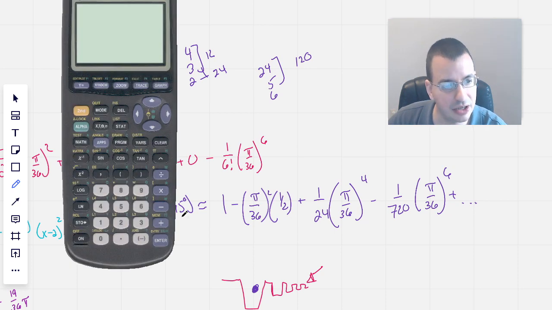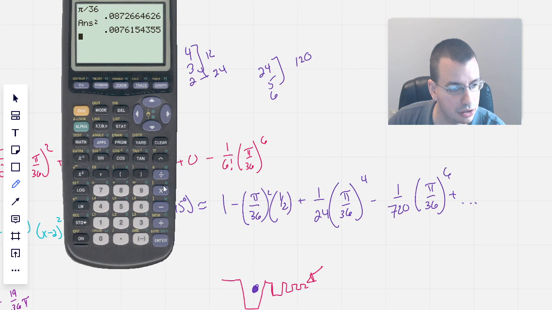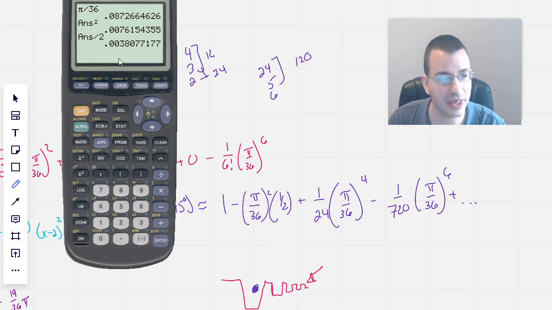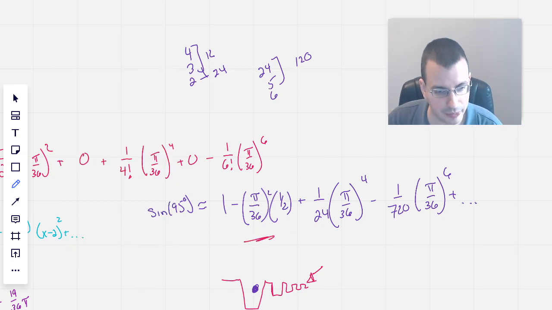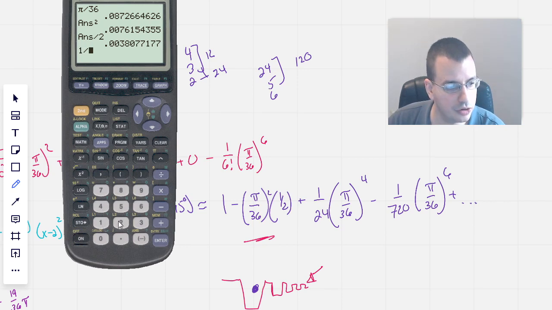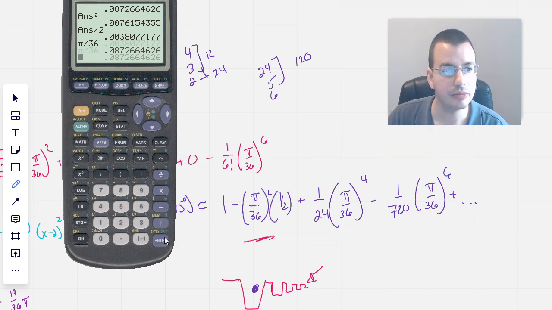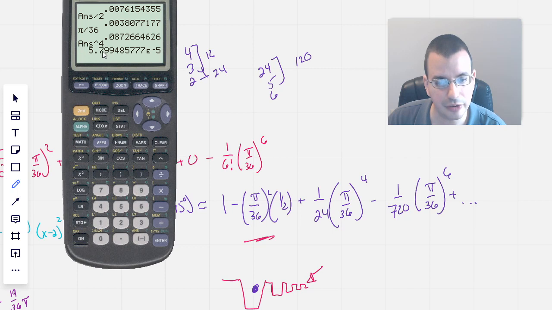And so what I'm going to do is start with this one because it looks pretty good. I'm going to do on clear. So I'll do second, pi over 36 squared divided by 2. And so that's not less than 0.001. So that's not it. So we're going to have to include that. So now we're going to do 1 over 24. Oops, sorry, I will start with second, pi over 36 to the fourth over 24.